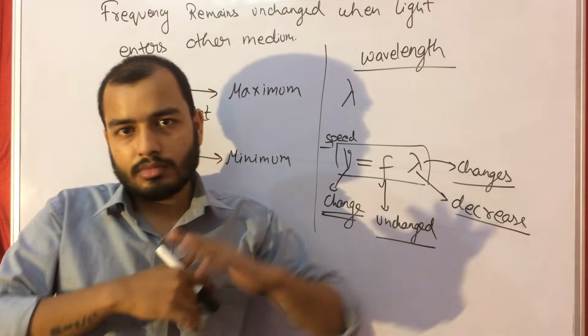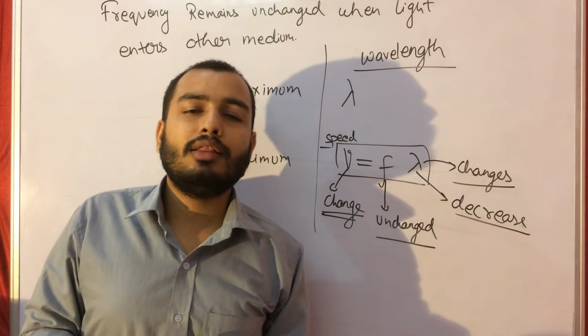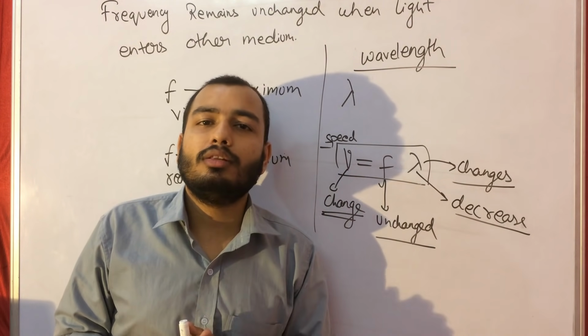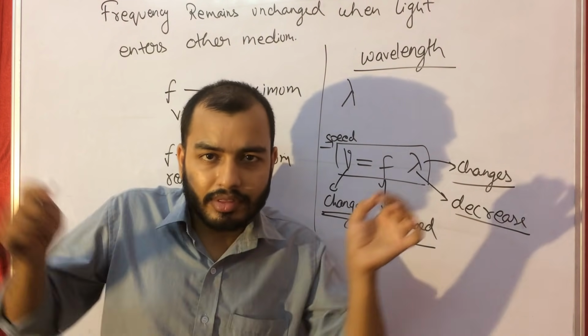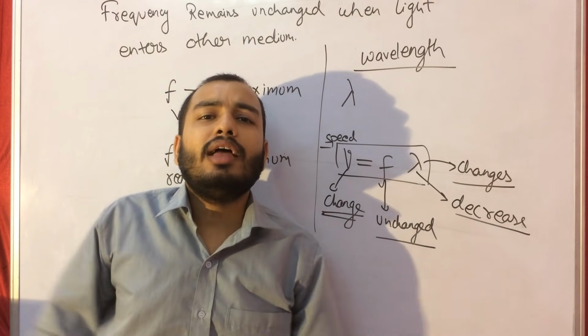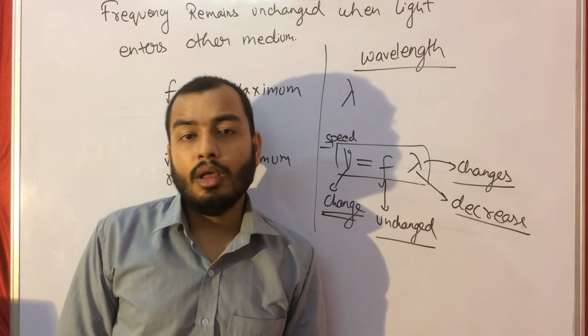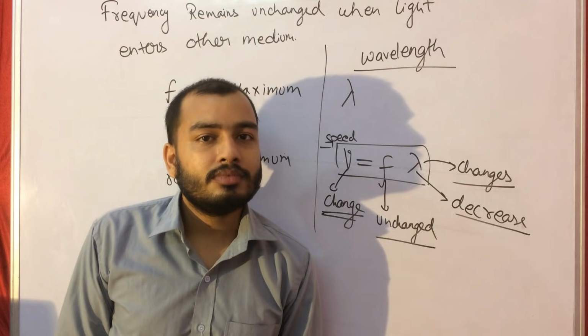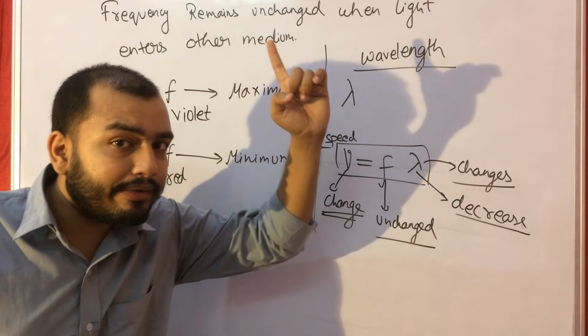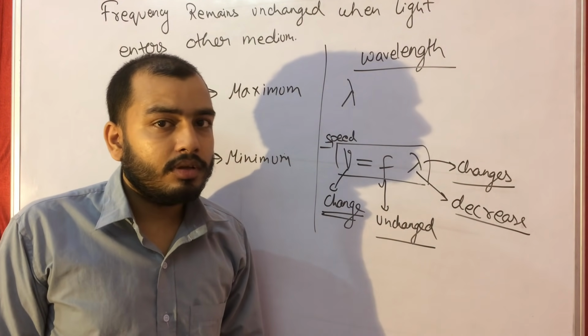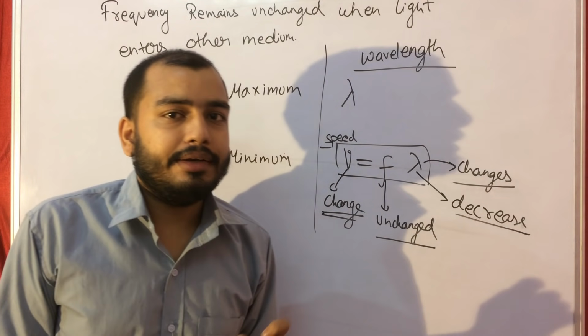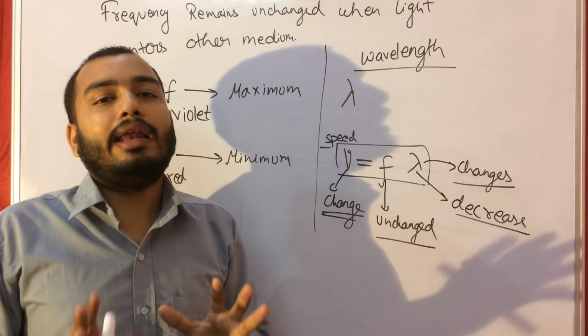That will be the same. Red will have maximum wavelength, violet will have minimum wavelength. That won't change. Wavelength is still maximum for red and still minimum for violet. But their values have changed. Now the values of 400 for violet and 800 for red in nanometers are not valid.